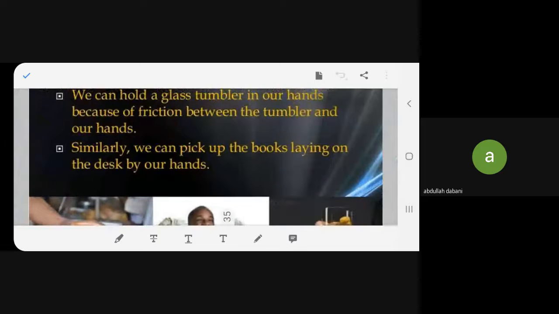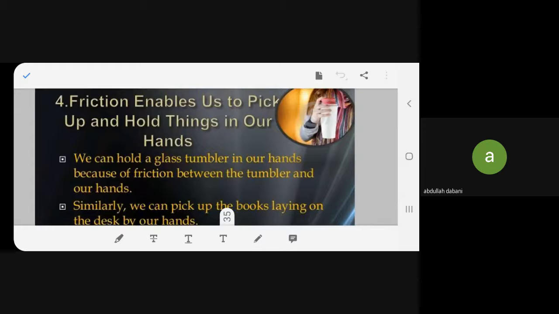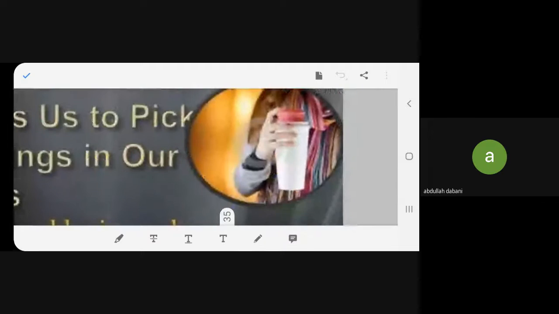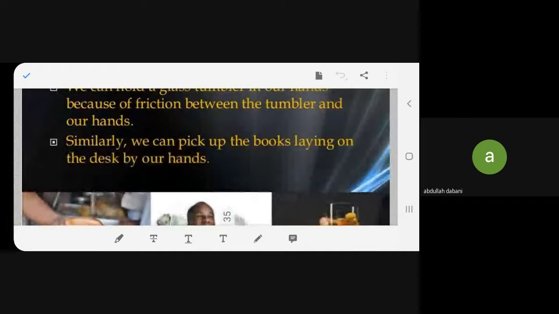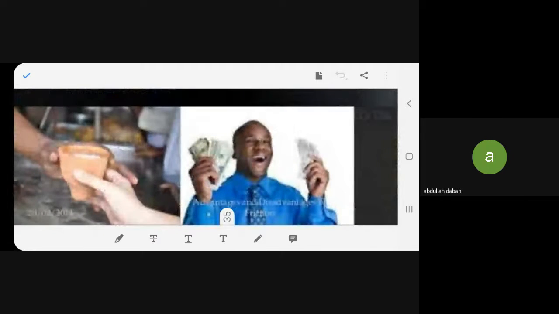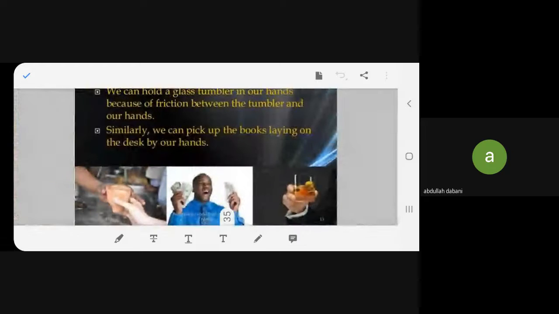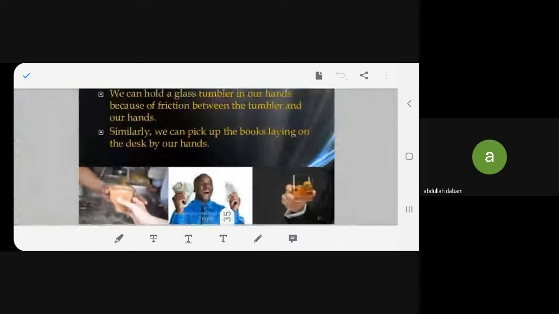So whatever activities you are doing, it's all due to friction. You are holding a mug, you're drinking a glass of water, you're holding a jar, you're holding a glass, you're picking up something, you're doing something with your hand. It's all due to friction. See, you're holding this cup, you're holding the money, you're holding a glass. So all is due to friction.